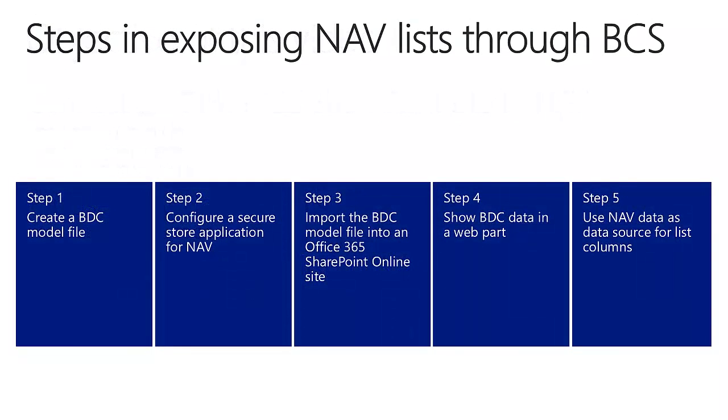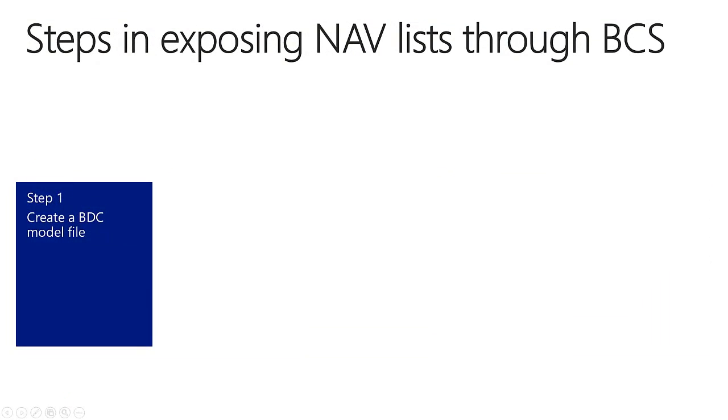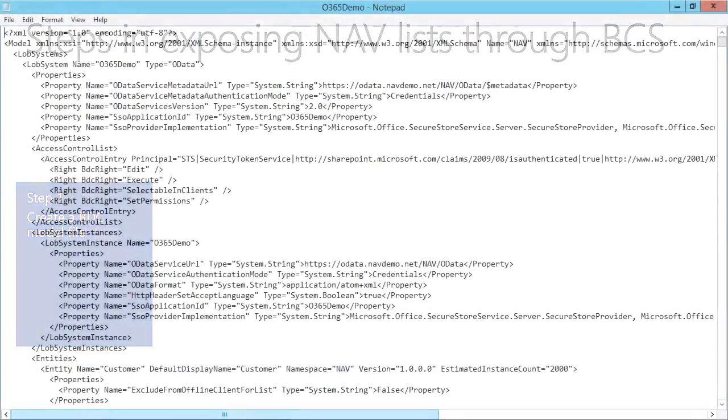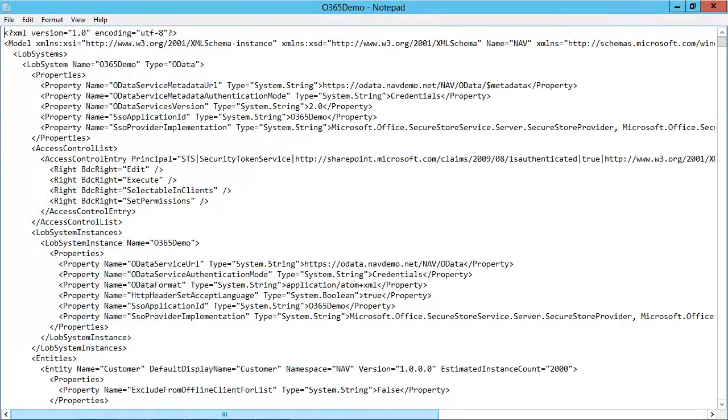I'll do this in 5 steps. In the first step, I will create a BDC model file. A BDC model file is an XML file that defines the entities, methods, system objects, and other metadata that describes your data model. You typically create the BDC model using Visual Studio or SharePoint Designer. In my example, I'm going to use a BDC model file that I have created earlier by following instructions that can be found on MSDN.